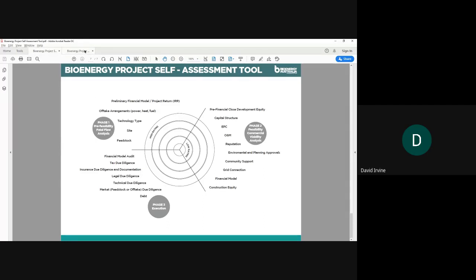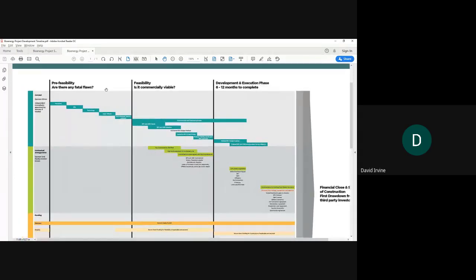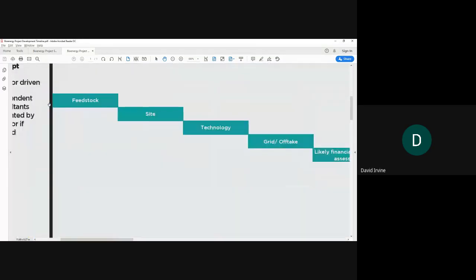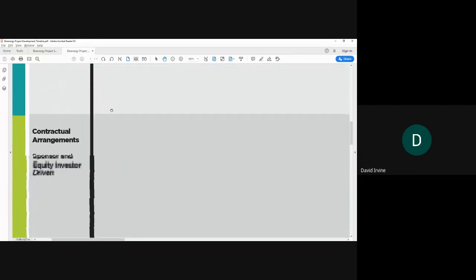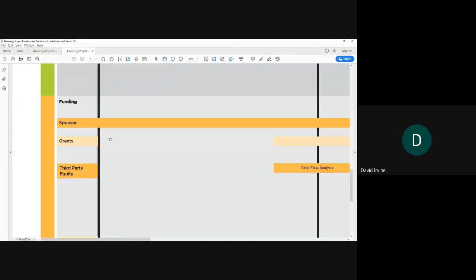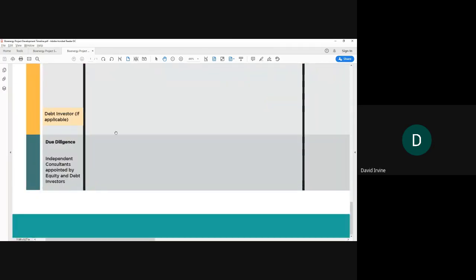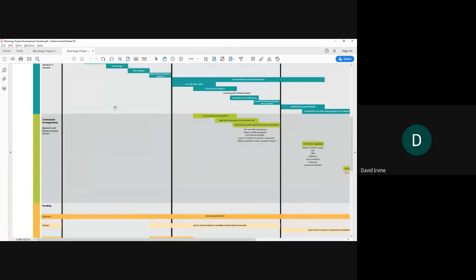Next, I'm going to talk to what we call the development timeline. I'm going to zoom in here because, as you can appreciate, the text is quite small. So what we've got here is basically the three key phases at the top being pre-feasibility, feasibility, and development and execution phase. And then on the left-hand side here, we've got the concept phase, the contractual arrangements, funding, due diligence phase.